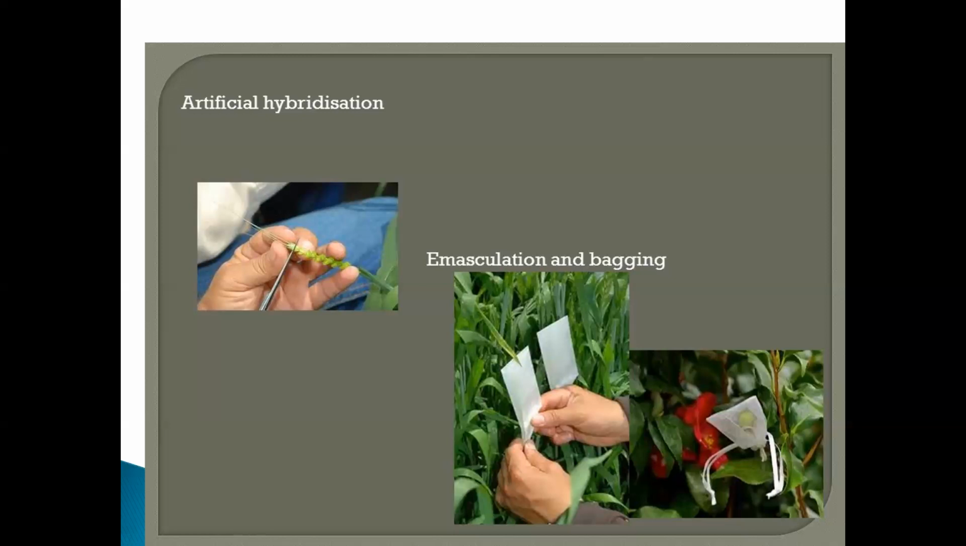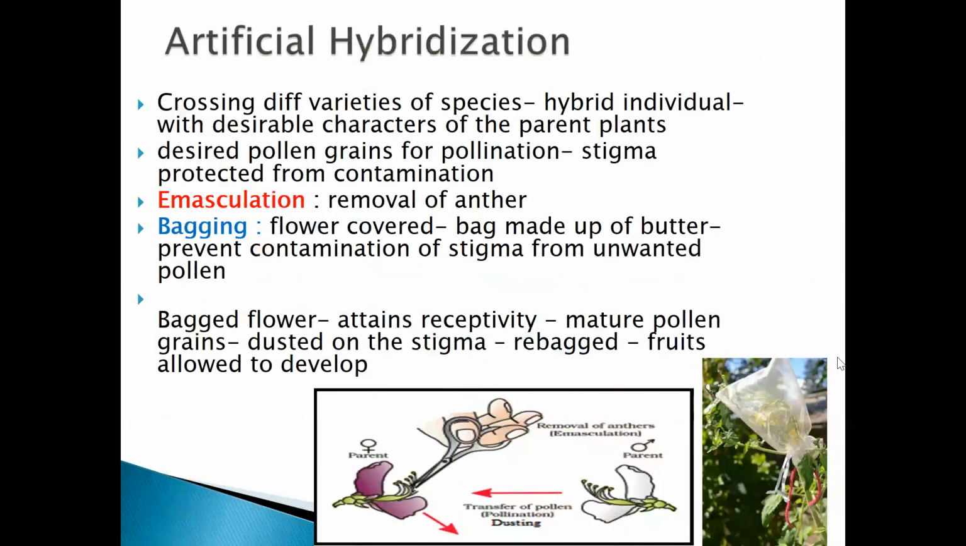First, they take their own desired plant. They remove the anther part. Once they remove the anther, later they bag the plant or the flower. They do this bagging process like this. Can you see here? The bagging can be done with a bag made of butter paper. So they bag the flower after removing the anther. That removal of the anther is known as emasculation.